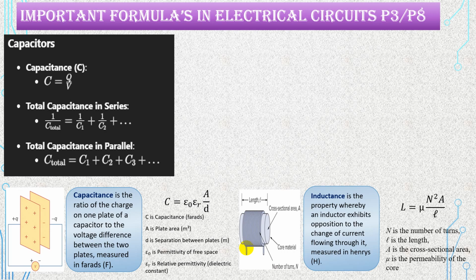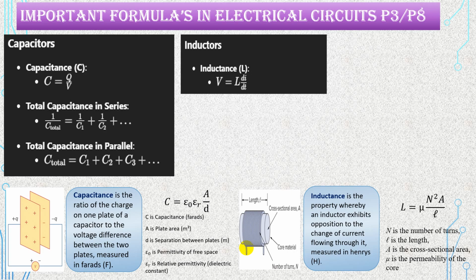Now, the inductor is given by V is equal to L di by dt. Here the rate of change of current multiplied by the inductance is your voltage. If you want to find the current, you have to take L to this side, 1 by L, integral of V dt. Integration of the voltage gives you the current.